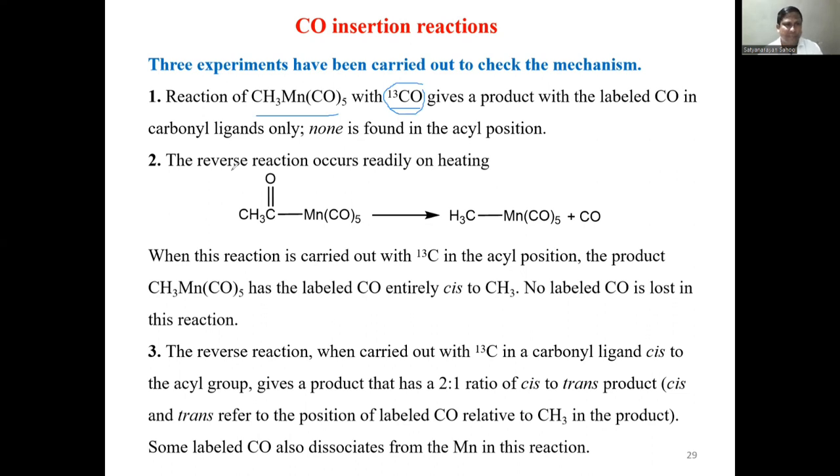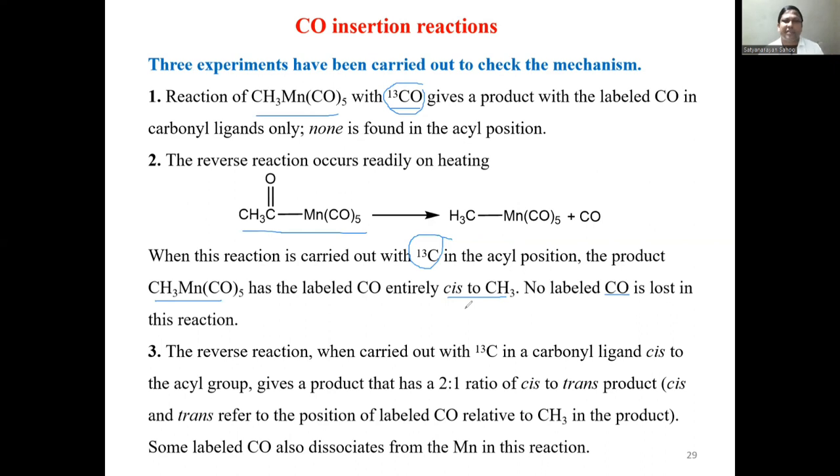Coming back to the second experiment, this is the reverse reaction. You can see the decarbonylation, the reverse of this carbonyl insertion. Now you can see this is the SL group. Already this is 18 electron. So the reverse reaction, which readily occurs on heating, is the decarbonylation reaction. Now, when this reverse reaction is carried out with the labeled carbon in the SL position, in the product the labeled CO is entirely cis to methyl. No labeled CO is lost over here.